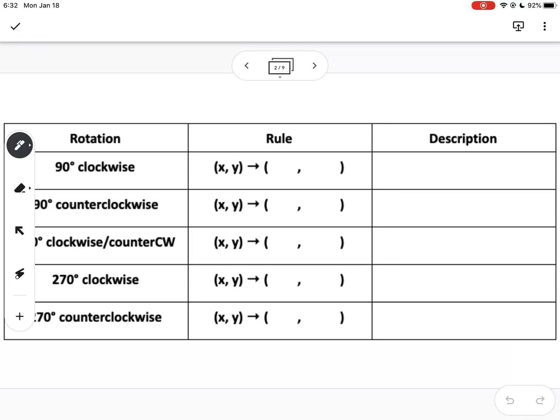A 90-degree clockwise rotation. If we're talking about clockwise and counterclockwise, it's important to think about a regular analog clock. Here's a normal clock. You would have your minute hand and your hour hand. And the way that the clock goes, from 12 to 3 to 6, that is clockwise. The opposite direction, going from 12 to 9 to 6, going backwards, that is counterclockwise.